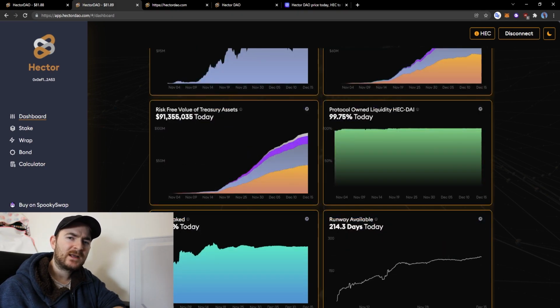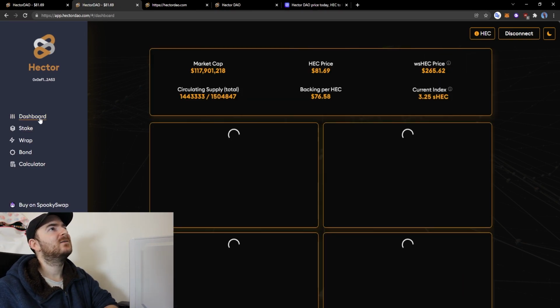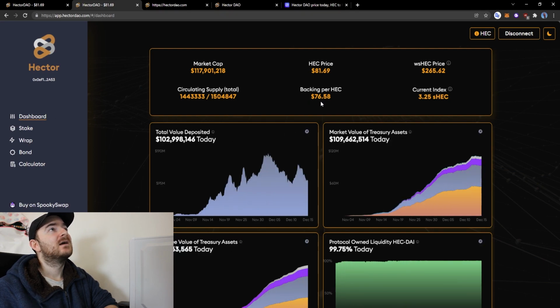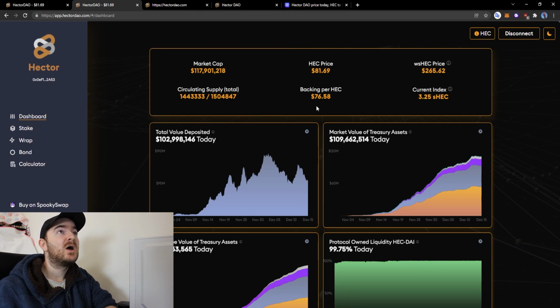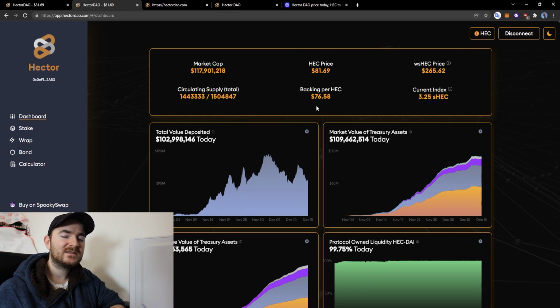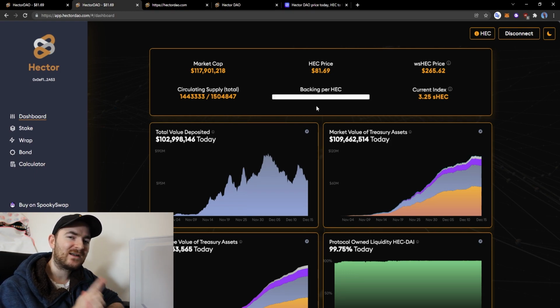And here we can see runway available. It says 214 days, which means the amount of days that this Hector DAO can sustain its current APY. If we go back and look at the dashboard, we can see backing per HEC. Each HEC is backed by $76 worth of the stablecoins and treasury assets, meaning technically HEC should not fall lower than this price. This is going to be very important later in this video and I'll tell you why.